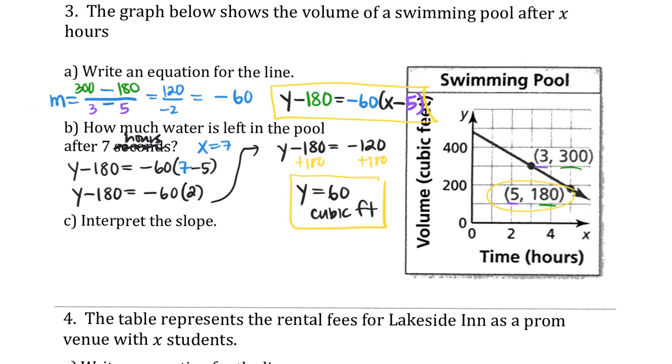Okay. Interpret the slope. What is the slope? The slope is negative 60. The units are the y over the x, so it's cubic feet per hour. Okay, and then what is it? The volume of the swimming pool. Okay, let's start with what it tells me. The volume of the swimming pool.